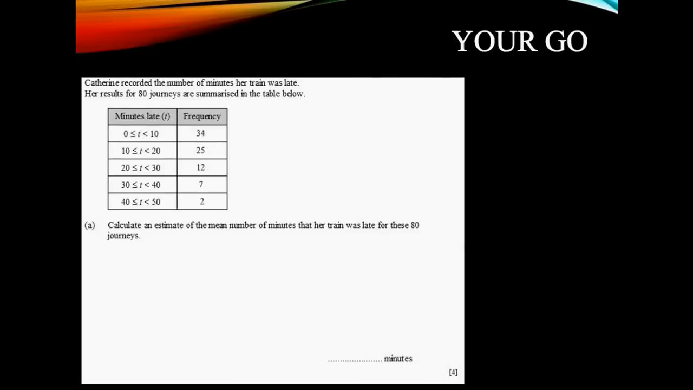Okay, so hopefully what you've done is you've worked out that you needed a midpoint, and then you're going to do a midpoint times your frequency. Okay, so add these columns in. Your midpoint is going to be 5, 15, 25, 35 and 45. You're then going to do midpoint multiplied by frequency.